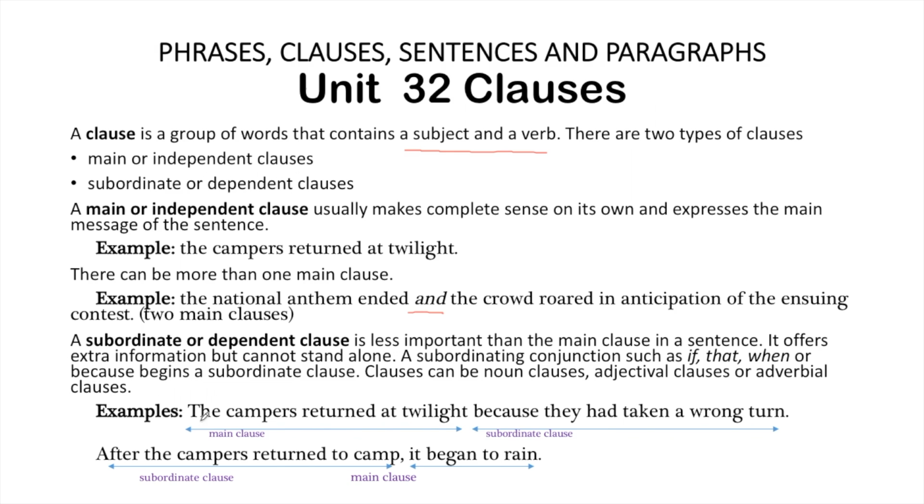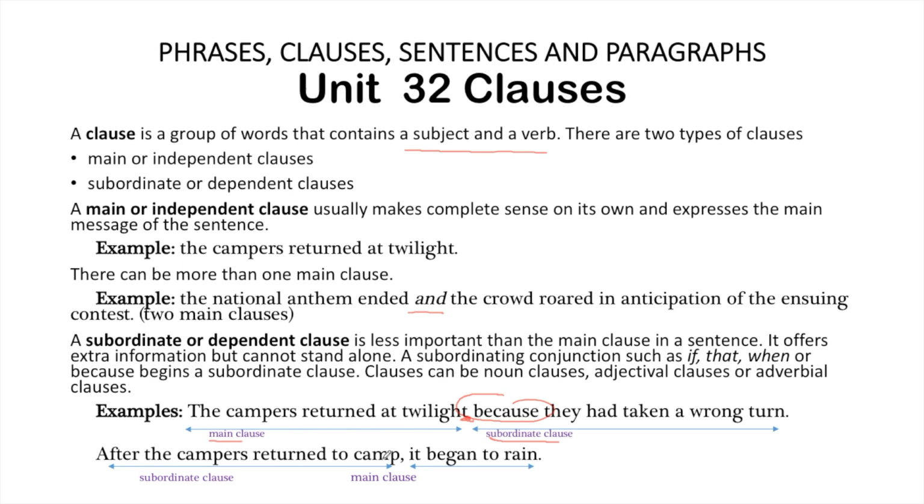Here's some examples. The campers returned at twilight because, here's our conjunction, they had taken a wrong turn. Now this first bit here, the campers returned at twilight, that could be a whole sentence. If there was a full stop there, that sentence would still make sense. So that's why that's the main clause. This bit here, because they had taken a wrong turn, that's the subordinate clause, because it doesn't make sense on its own.